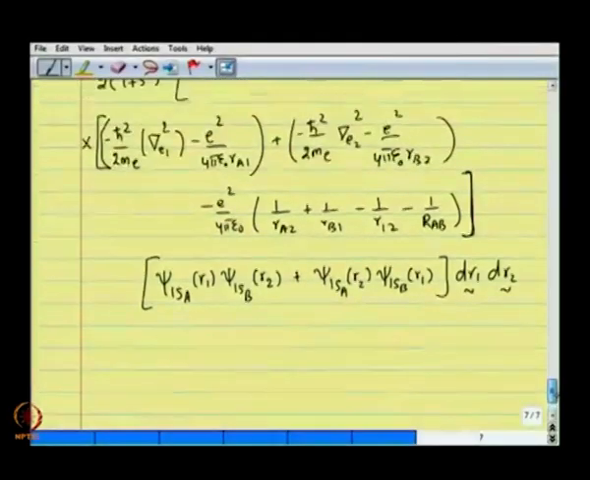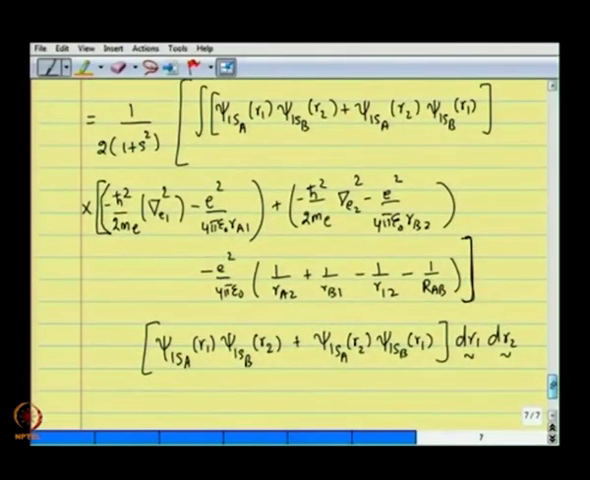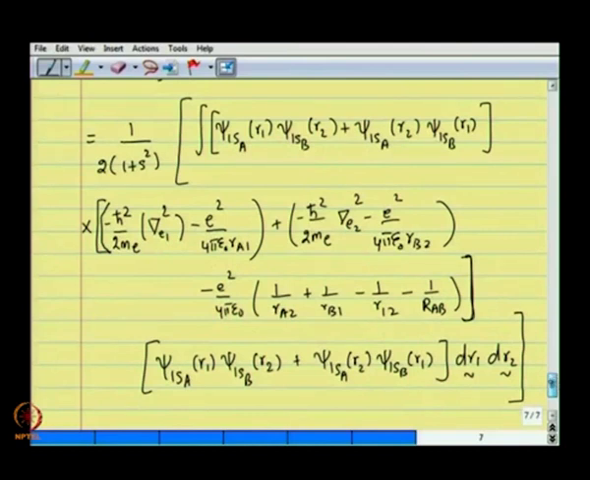Our starting point for the next lecture would be this integral, namely what you see on the screen. So we will start from here and we will calculate this.